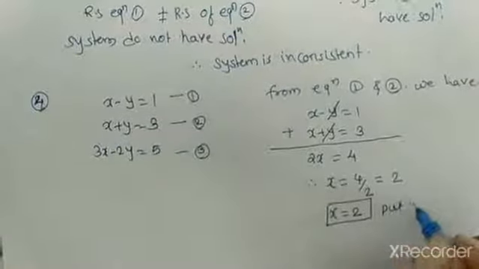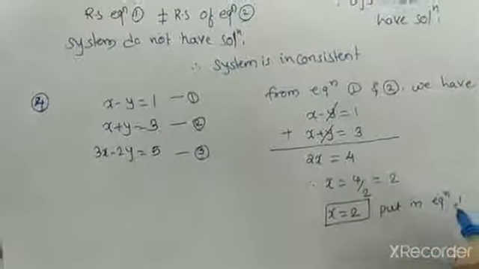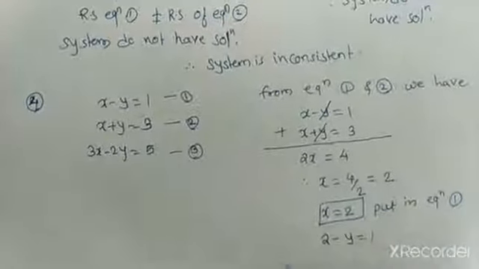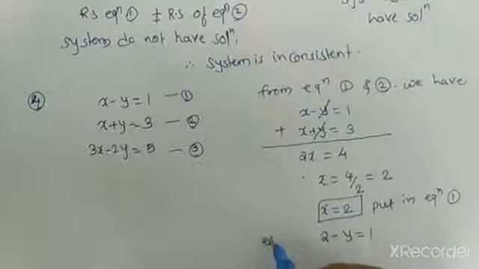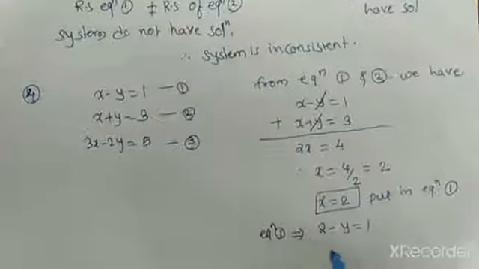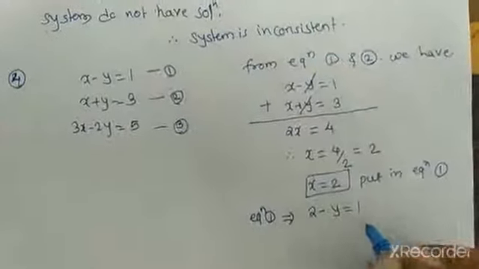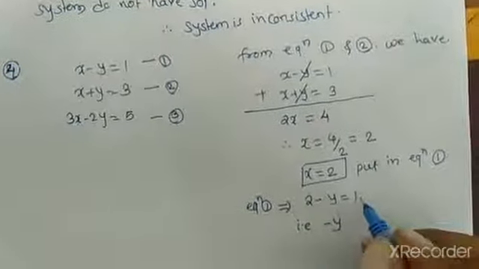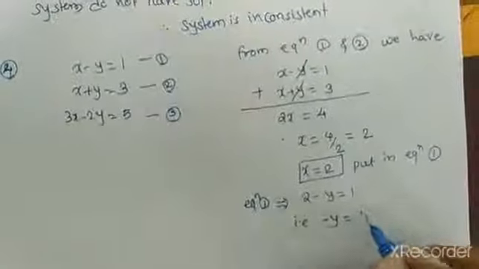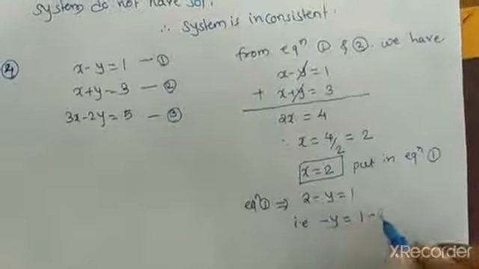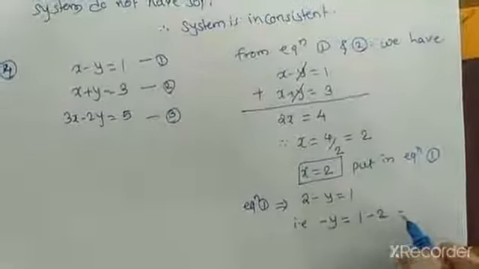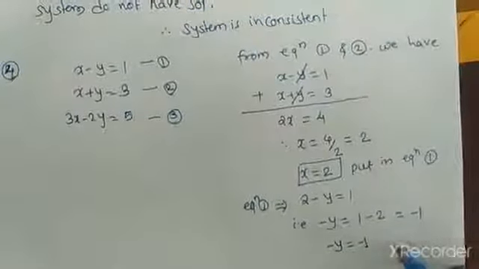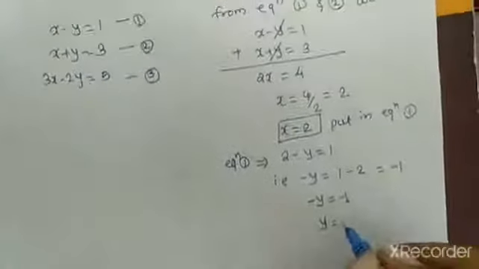Put it in equation 1. So we get 2 minus y is equal to 1. Moving 2 to the right side it becomes minus, so 1 minus 2, which is equal to minus 1. That is, minus y is equal to minus 1, which gives y is equal to 1.